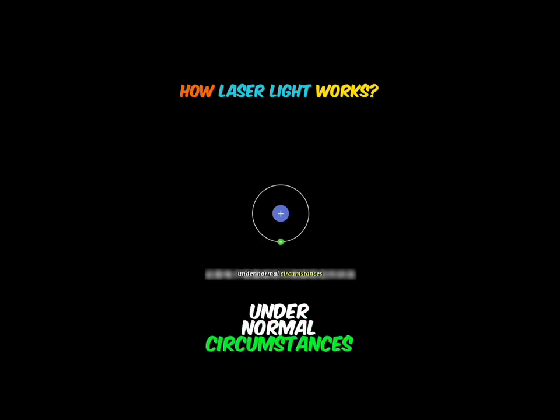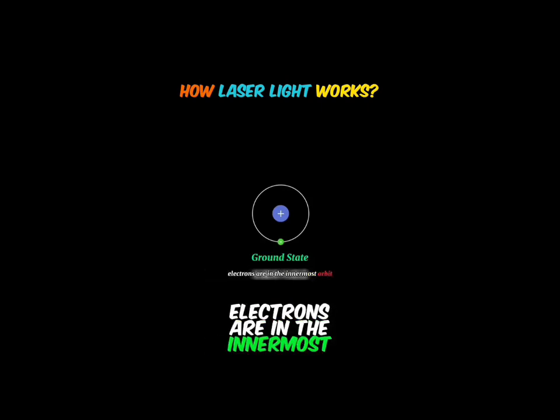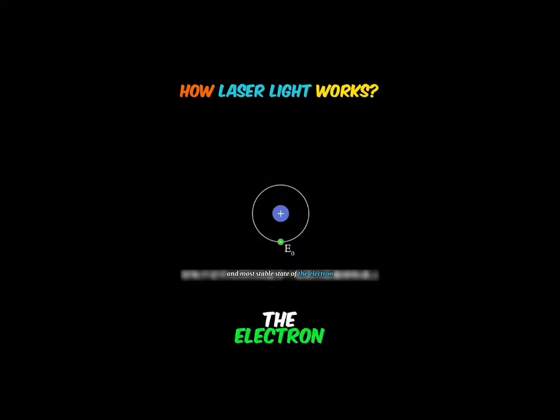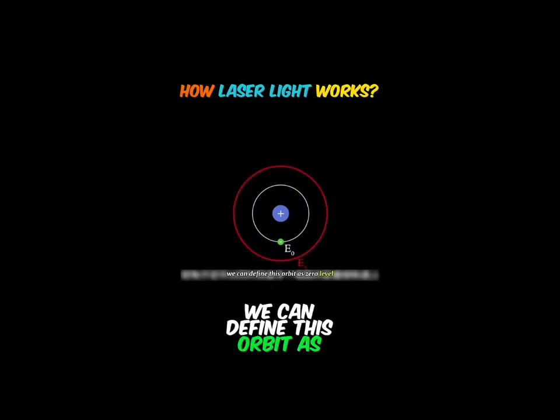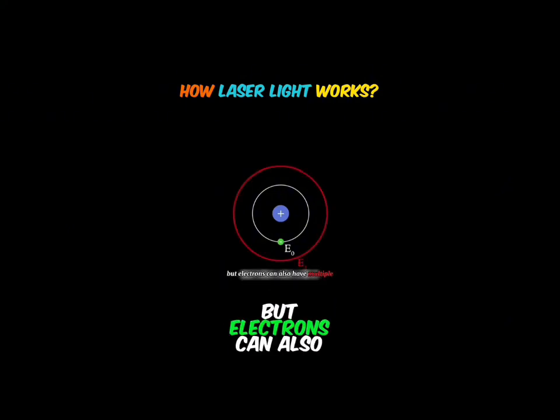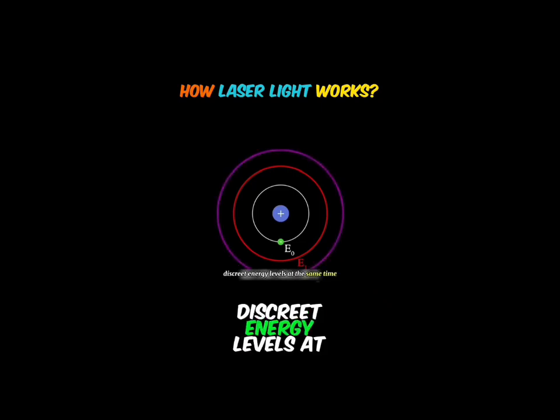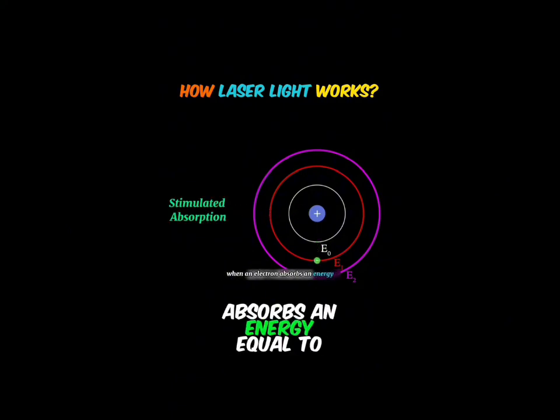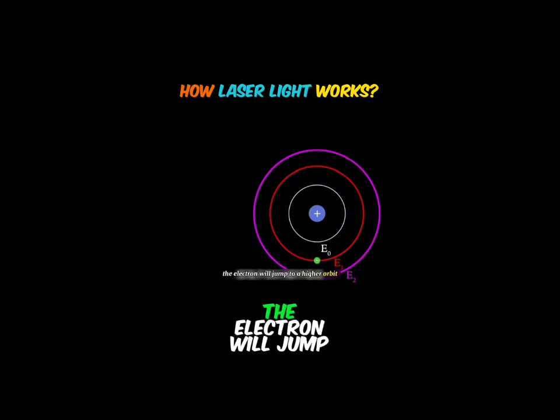Under normal circumstances, electrons are in the innermost orbit, which is the lowest energy and most stable state of the electron. We can define this orbit as zero level, but electrons can also have multiple discrete energy levels at the same time. We use 1,1 and 1,2 to represent the orbits. When an electron absorbs an energy equal to the energy level difference, the electron will jump to a higher orbit, which is called stimulated absorption.